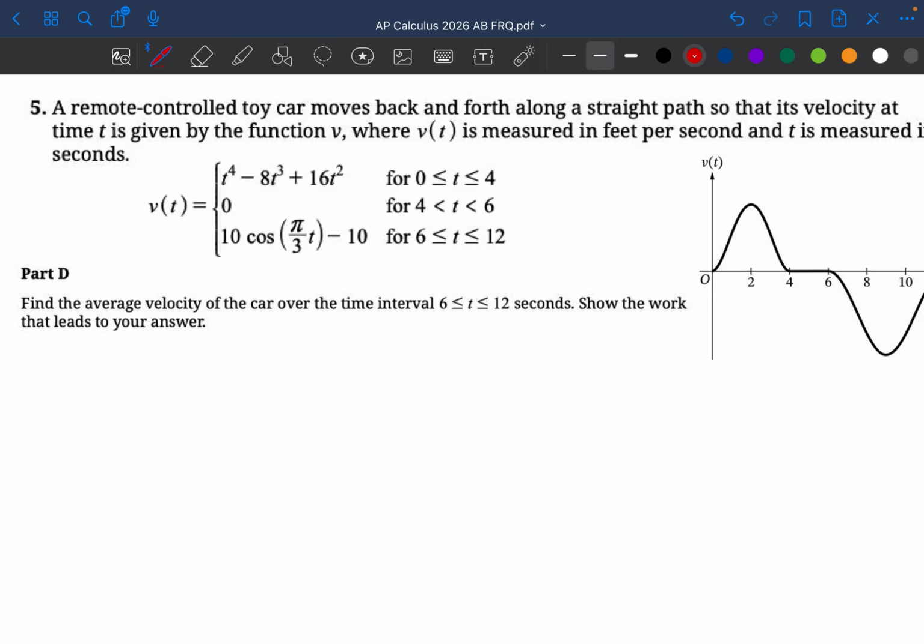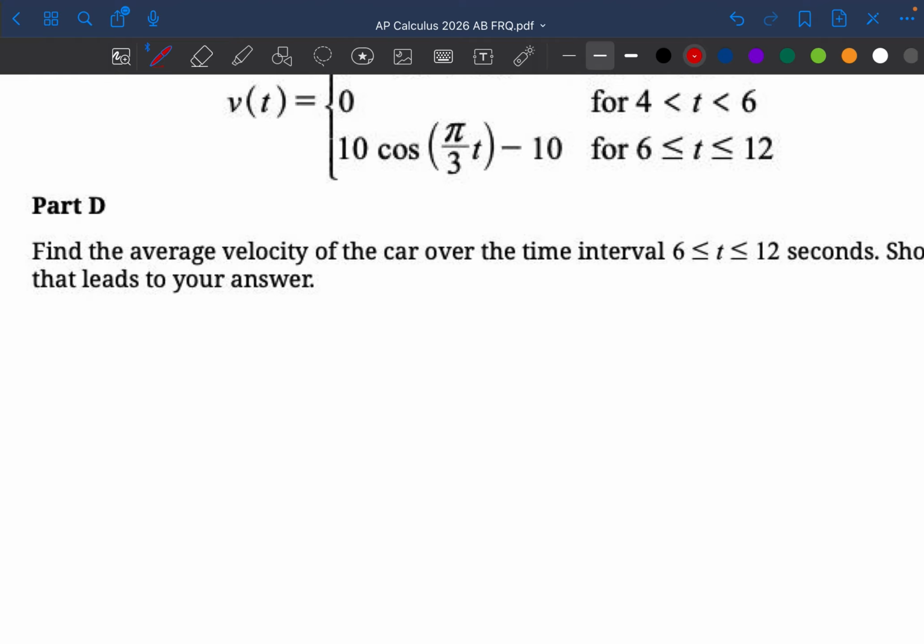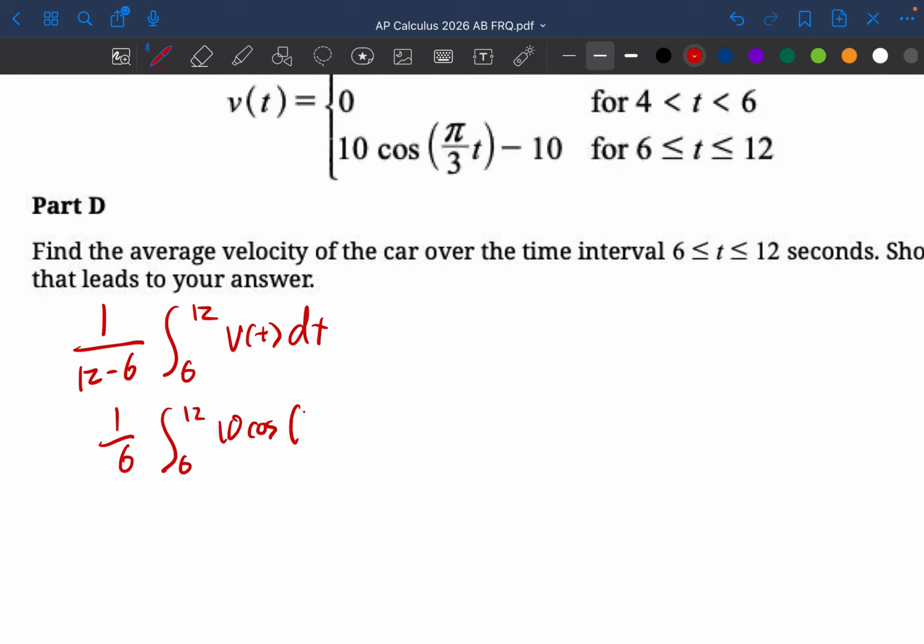Part D. Find the average velocity of the car over the time interval 6 to 12 seconds. So since we are given velocity and we're asked for average velocity, this is going to be 1 over 12 minus 6 times the integral of 6 to 12 v of t dt. Now here, since it's from the interval starting at 6 and ending at 12, we're going to be using this part of our piecewise function here. So 1 over 6, the integral from 6 to 12 of 10 cosine pi over 3 t minus 10 dt.